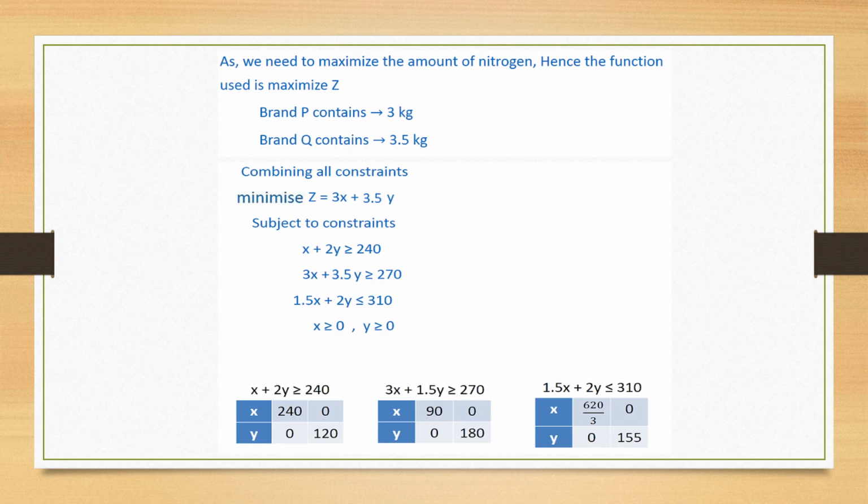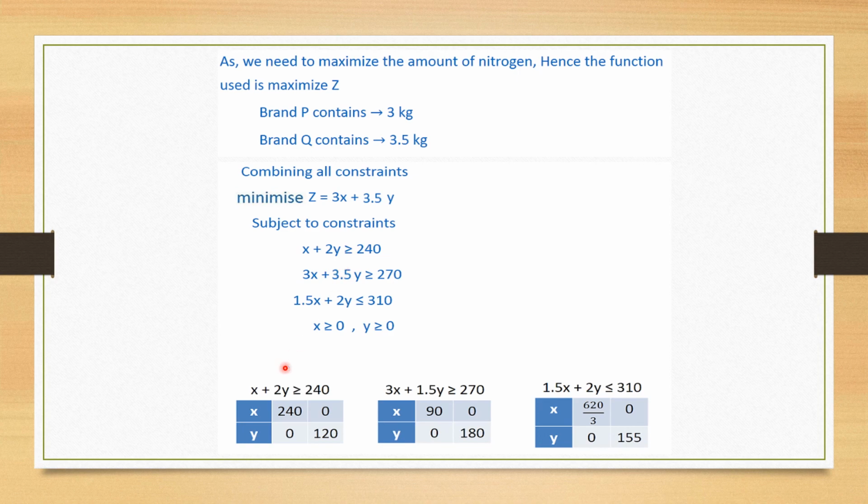Now we need to minimize the amount of nitrogen. So here the objective function will come from the nitrogen composition. Brand P contains 3 kg, brand Q contains 3.5 kg. So Z will be 3x plus 3.5y, and we need to minimize it, subject to the constraints, these inequations we got.